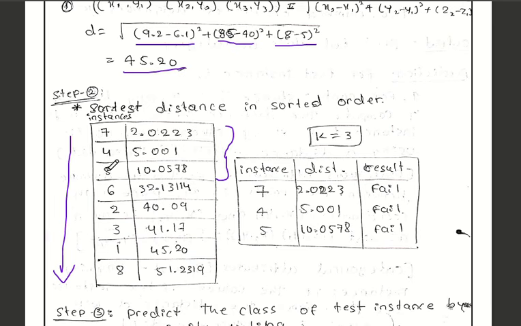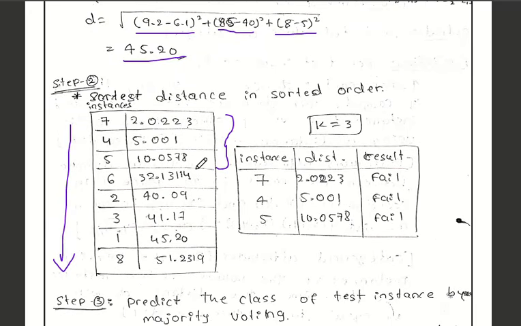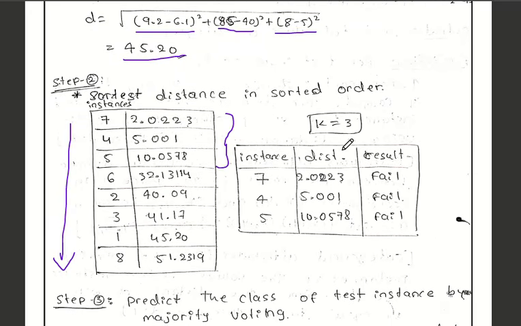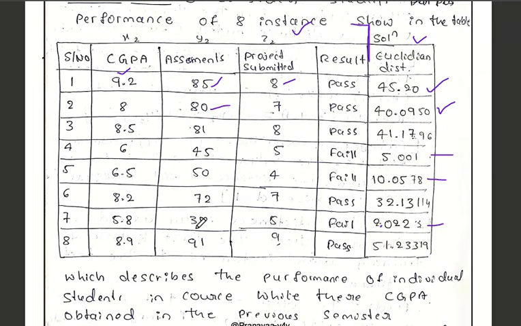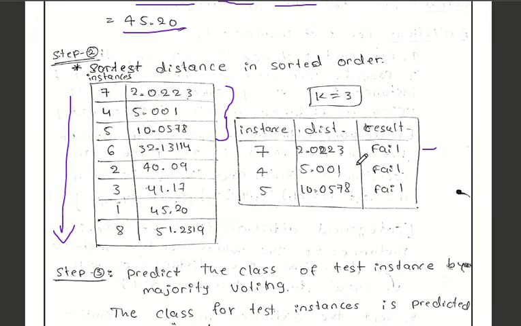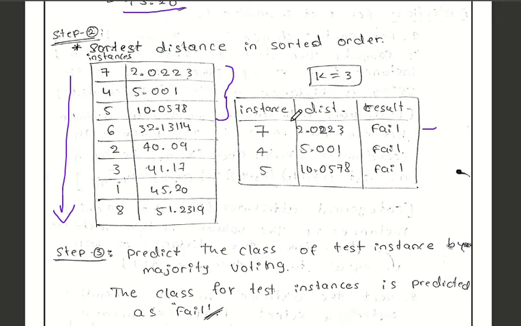So these are instances 7, 4 and 5. You need to take those serial numbers separately and write down that row's Euclidean distance and result. Then in k nearest neighbor, you just find which result is higher among them.